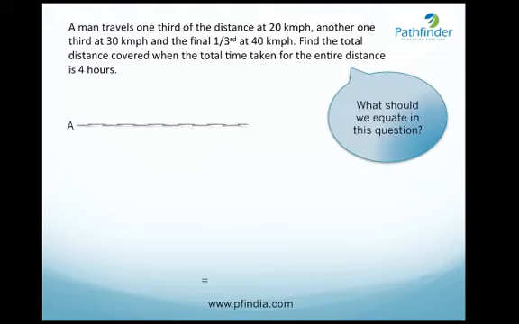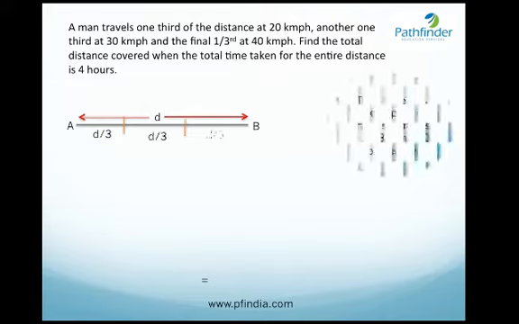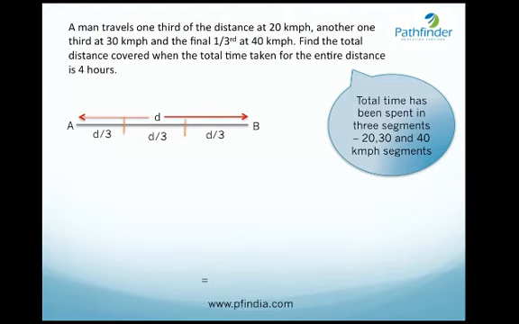We see that from A to B, the total distance is d, as you can see there. And this total distance is divided into three segments. Each segment is 1/3 of the total distance, d by 3, d by 3 and d by 3. Now the total time has been spent in each of these three segments. So in the three segments, the person has moved at 20, 30 and 40 km per hour respectively.